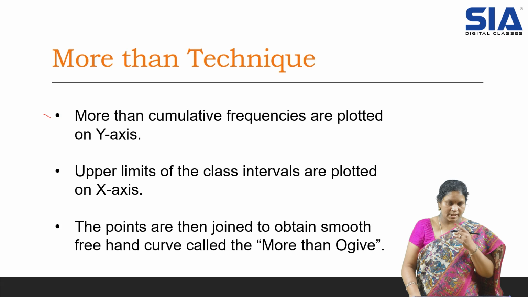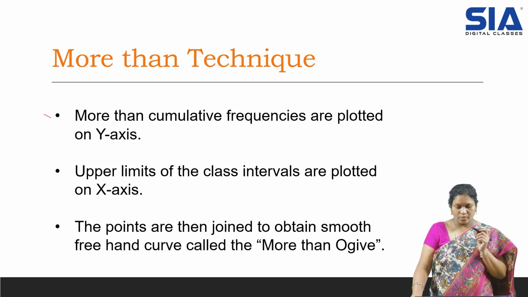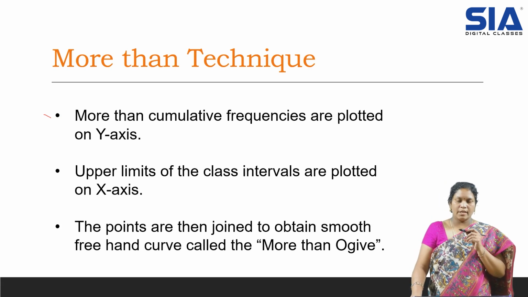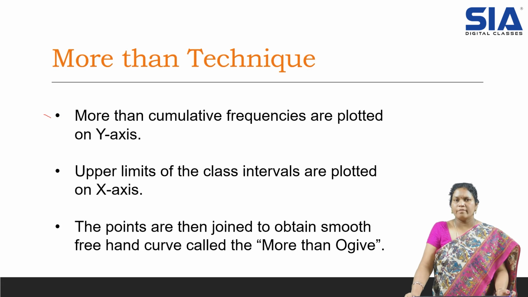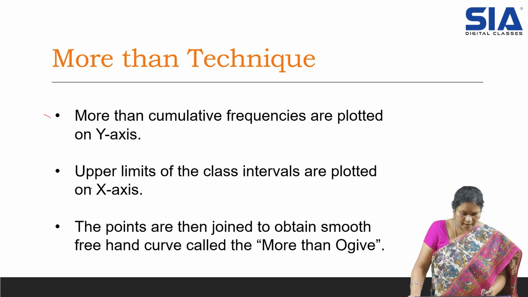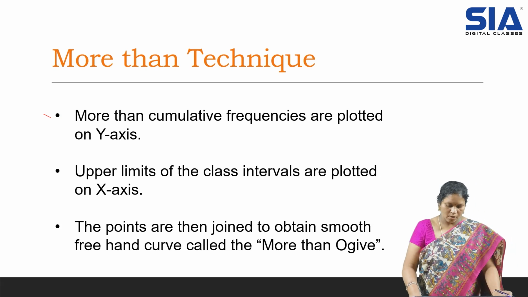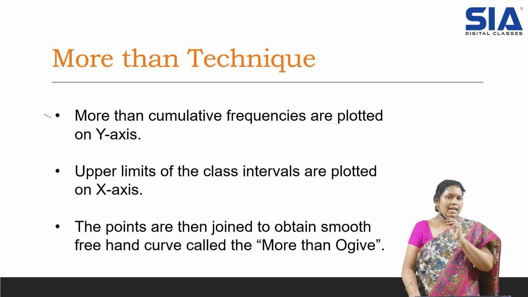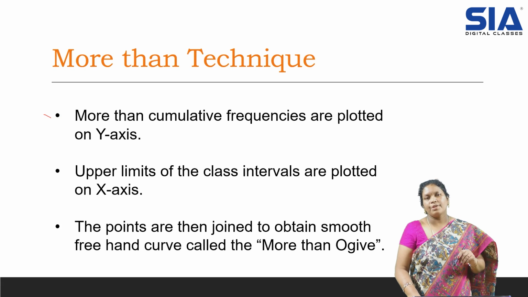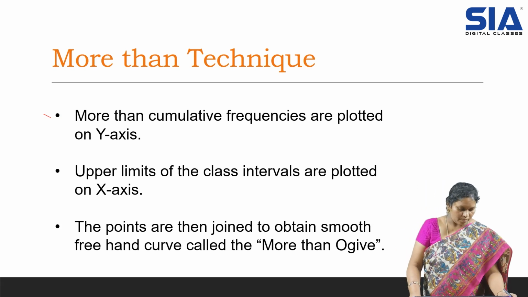When we go for the graph, we will get an idea exactly how the y-axis and x-axis go. You might already have done all the graphs, and you might be aware of this graphical part. The same thing applies here, as a very basic ogive curve. The upper limits of the class intervals are plotted on the x-axis. We will check this while doing the graph. The points are then joined to obtain a smooth freehand curve called the more than ogive. Whatever values we get, we have to join them with freehand. That becomes the more than ogive.